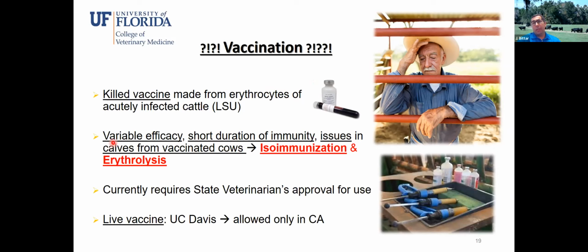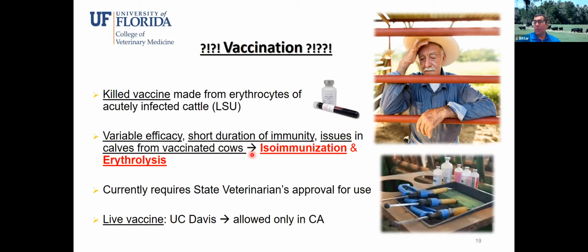But there's a variable efficacy. So in some animals it works, some it doesn't. There's a short duration of immunity, which means you need to be revaccinating more frequently. And there are some issues in calves whose mothers, their dams, were vaccinated.